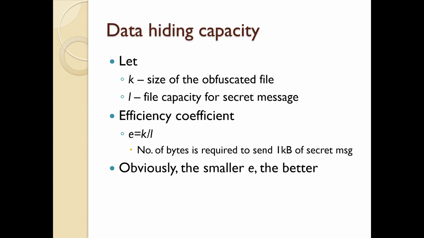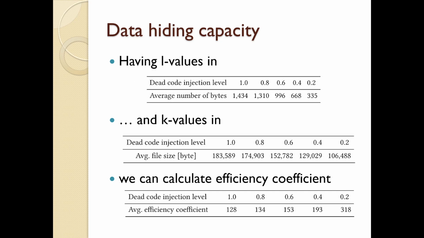Now let's investigate the efficiency coefficient. Let K be the size of the obfuscated file, and L be the file capacity for the secret message, which means how many bytes can be hidden in this specific file. Efficiency coefficient is E equals K by L, and that is the number of bytes required to send 1 kilobyte of the secret message. Obviously, the smaller E, the better. Having L values and K values for our CDN.js files, we can calculate the efficiency coefficient, which is almost 200 bytes for the default option.